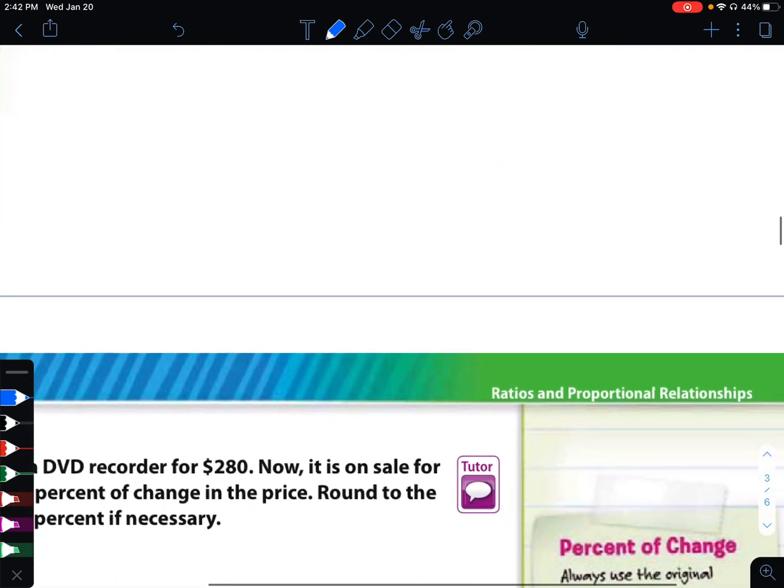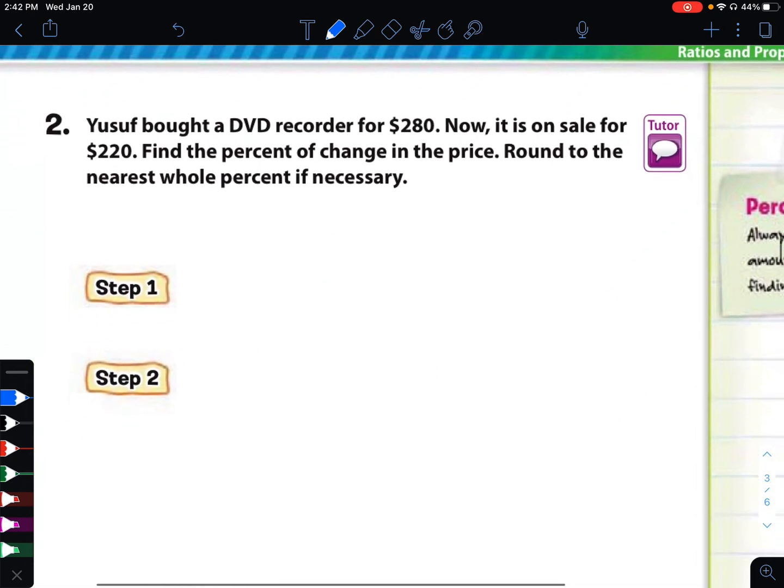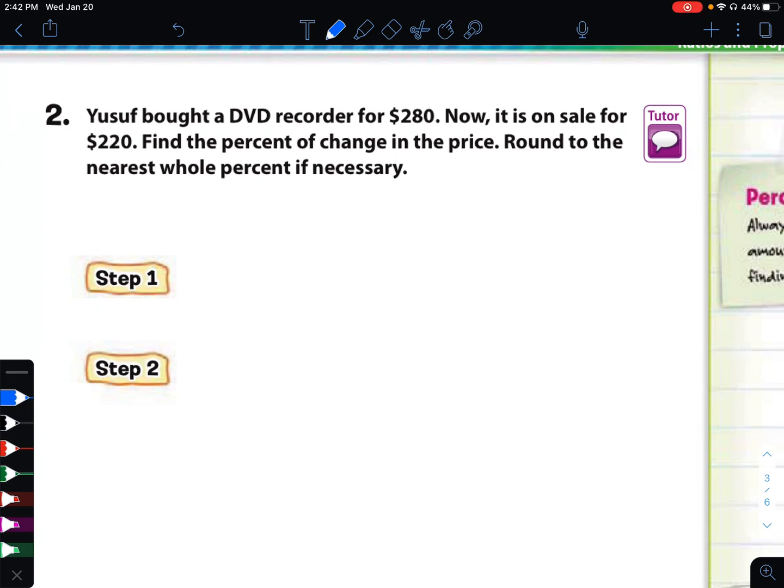All right, let's take a look at example number 2. Yusuf bought a DVD recorder for $280. Now it is on sale for $220. Find the percent of change in this price. Round to the nearest whole percent if necessary.